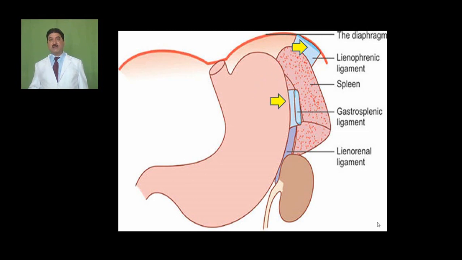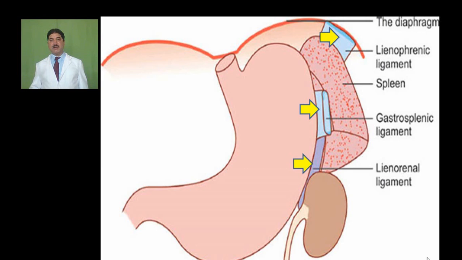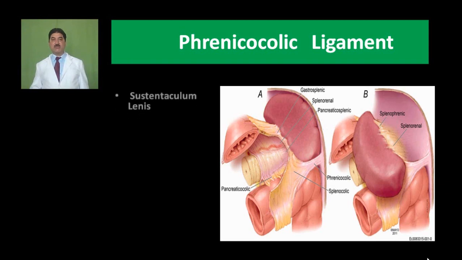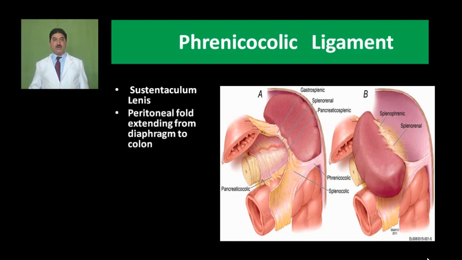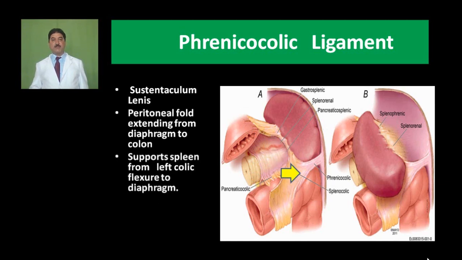So the ligaments are phrenicosplenic ligament, gastrosplenic ligament, lienorenal ligament, phrenicocolic ligament. Phrenicocolic ligament is also called sustentaculum lienis. Phrenicocolic fold extends from diaphragm to the colon. This ligament supports the spleen from left colic flexure to diaphragm.